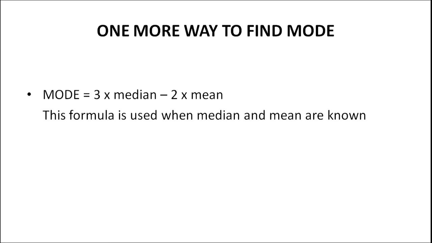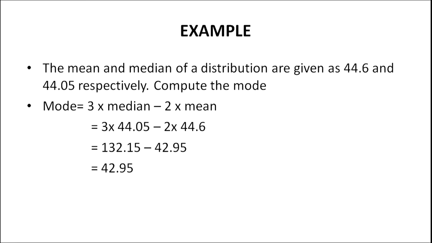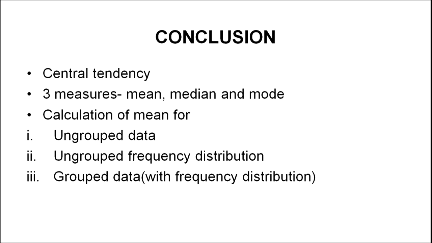Now, there is another way to find mode. If we are given median and mean, mode can be calculated using the formula 3 into median minus 2 into mean. And this formula can be applied only when median and mean are known. Example, the mean and median of a distribution are given as 44.6 and 44.05 respectively. Compute the mode. As we have seen here, mode is equal to 3 into median minus 2 into mean equals 3 into 44.05 minus 2 into 44.6 equals 132.15 minus 89.2, and that equals 42.95.